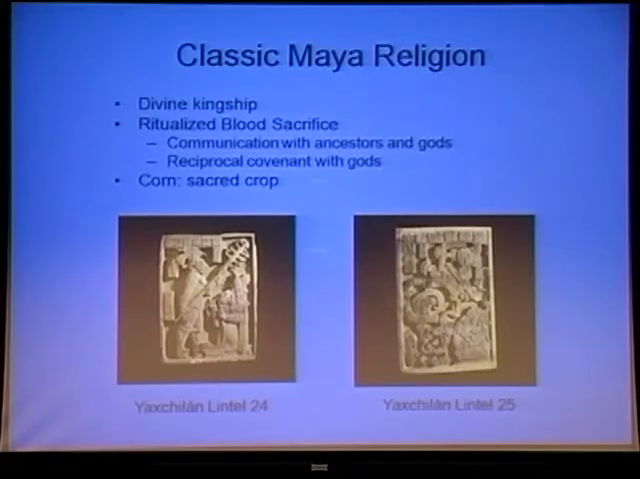So the blood was dripped onto a piece of paper. And then in the next lintel here, so this is a sequential story, essentially, we see Lady Xoc, and she's having a vision. So this was the purpose. The blood was dripped onto a piece of paper, and then it was burned, creating smoke. And also she's engaged in a hallucinatory type of experience due to the pain and also drugs that were used.